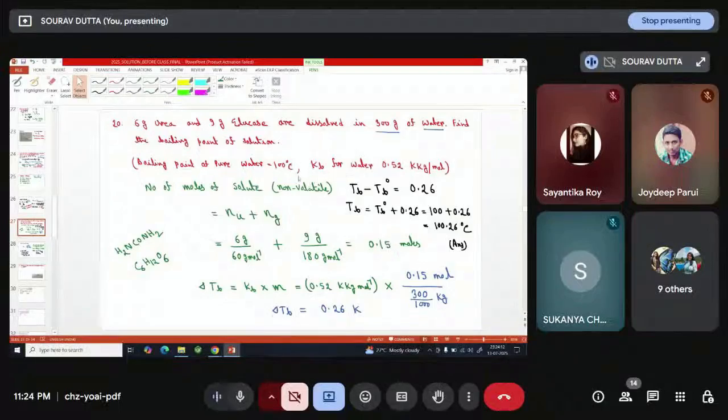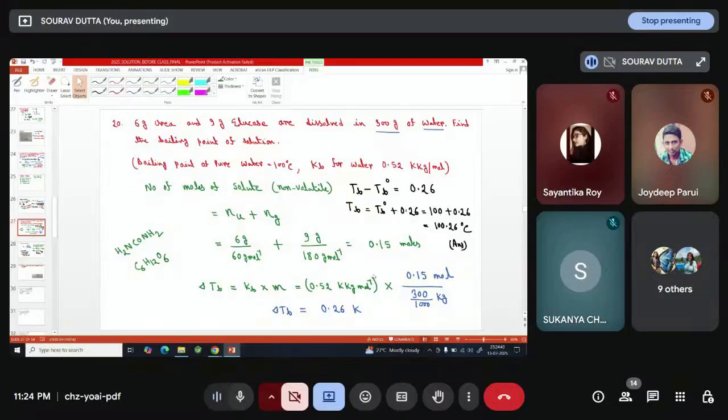Now TB naught, that is the pure state, is given to you, that is 100 degree centigrade, and আর কিছু দেওয়া আছে কি? Find the boiling point of the solution. Okay, TB you have to calculate, no issue. So delta TB equals Kb into m. This is your formula. Kb is given to you and m is 0.15 mole. Just put it, you will get the value 0.26 kg.